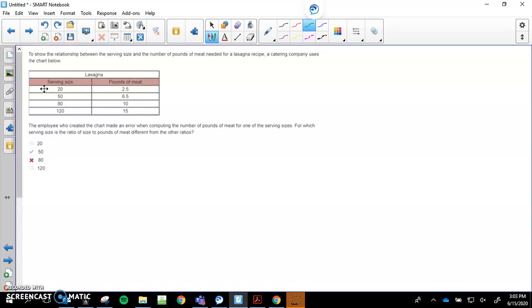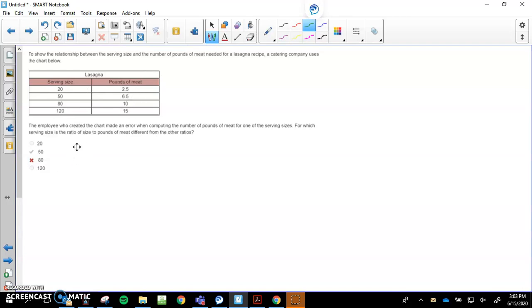For example, we have our different serving sizes. Let's start with 20, or you can even start with the pounds of meat, whatever works best for you, because you want to find out what the rate is for just one by the end of it. So let's say, it kind of depends, I want to go with the numbers that are on the smaller side.